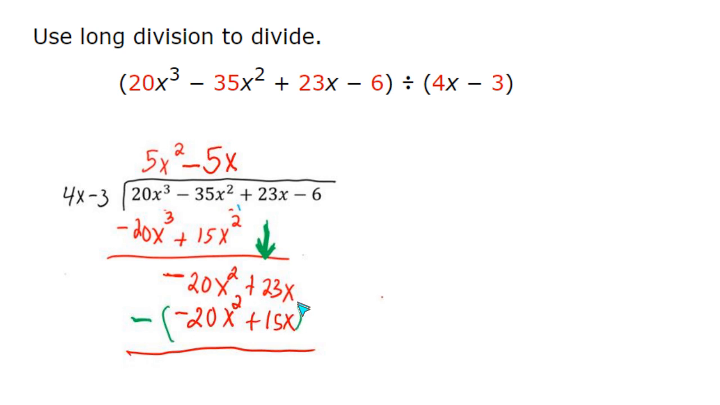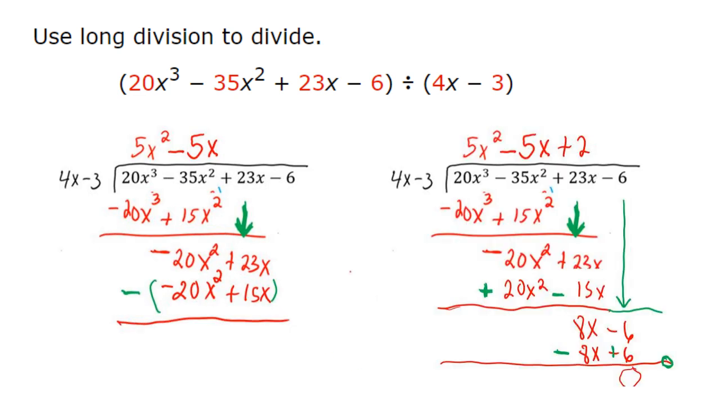However, we're subtracting this entire thing. So I'm going to have my subtraction here. And then we're going to distribute our negative in there. So negative negative would be positive 20x squared. Negative times 15x would be a negative 15x. And now we bring our last number down. So we end up with 23x minus 15x is 8x minus 6.